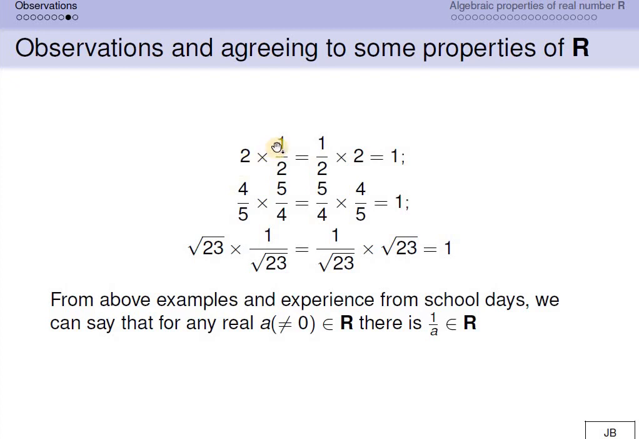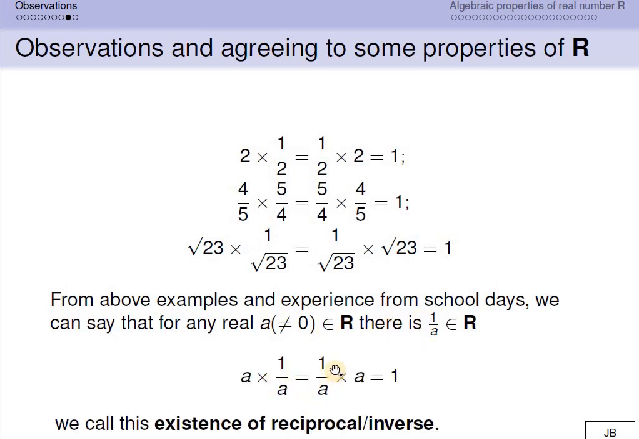You see, for 2 we have 1 by 2, such that when you multiply 2 and 1 by 2, you get the special element under multiplication, 1. So 1 is the unit element. For 4 by 5, 5 by 4, you get 1. Actually, I was wrong: it's not for any real number, it is for a non-zero real number. For any non-zero real number a, you have 1 by a, such that a into 1 by a is equal to 1, or 1 by a into a equal to 1. We call it the existence of reciprocal or inverse.